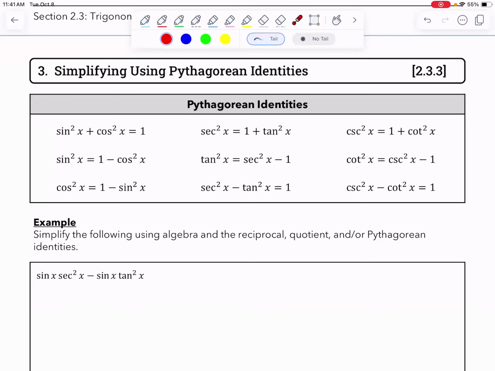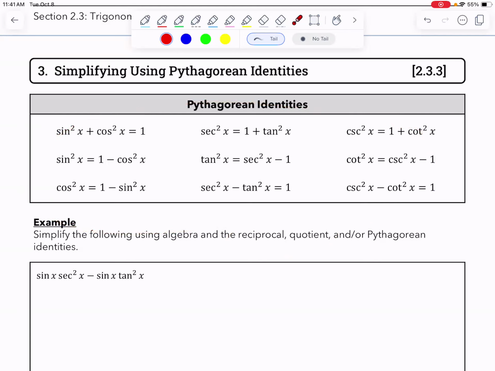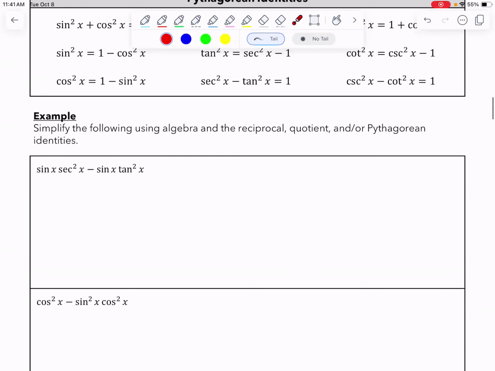Simplifying using Pythagorean identities. In the previous video, we were only using reciprocal and quotient identities to simplify. Now we're adding in these 9 Pythagorean identities that we talked about in the very first video from this section. So again, we're just being given an expression, and all we're trying to do is simplify. Simplify using algebra. Simplify this to the least complex statement possible. Typically, it ends up being a singular trig function raised to a particular power, but whatever it is, as simple as possible. This is a little bit more complicated than what we were looking at before.